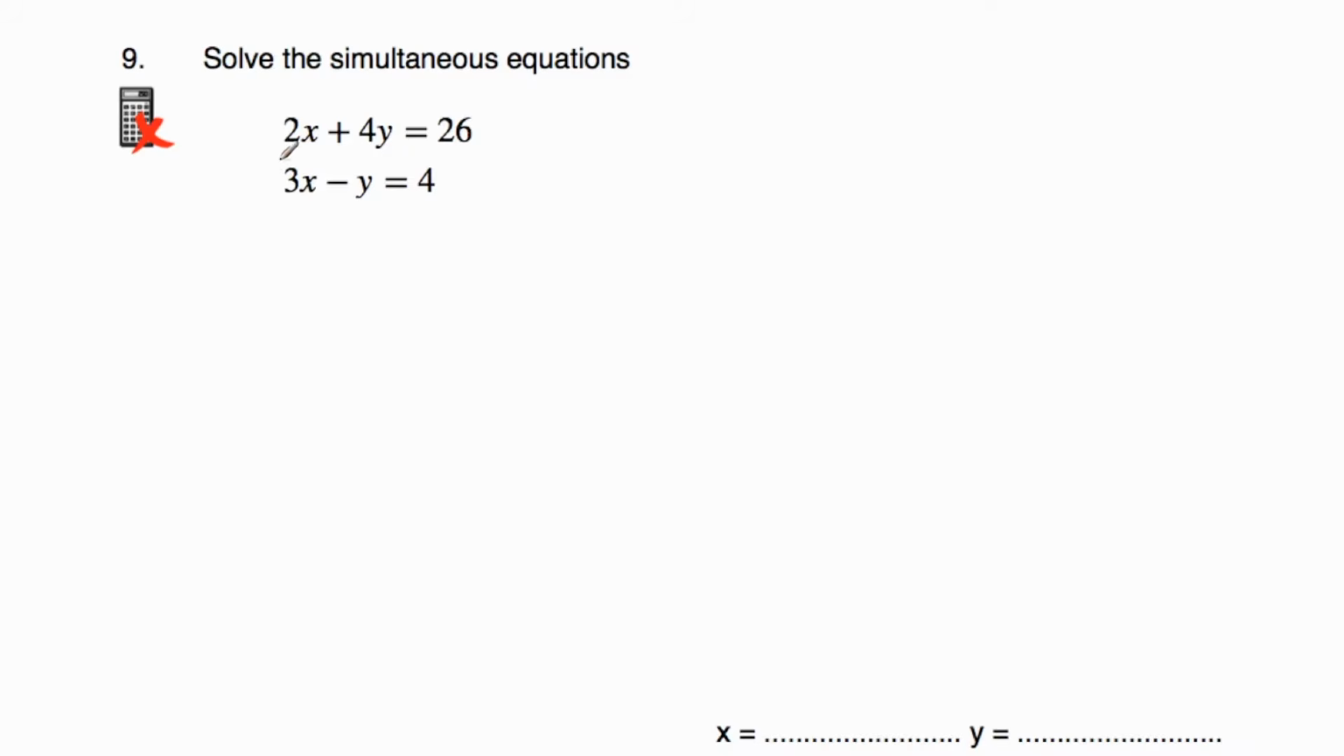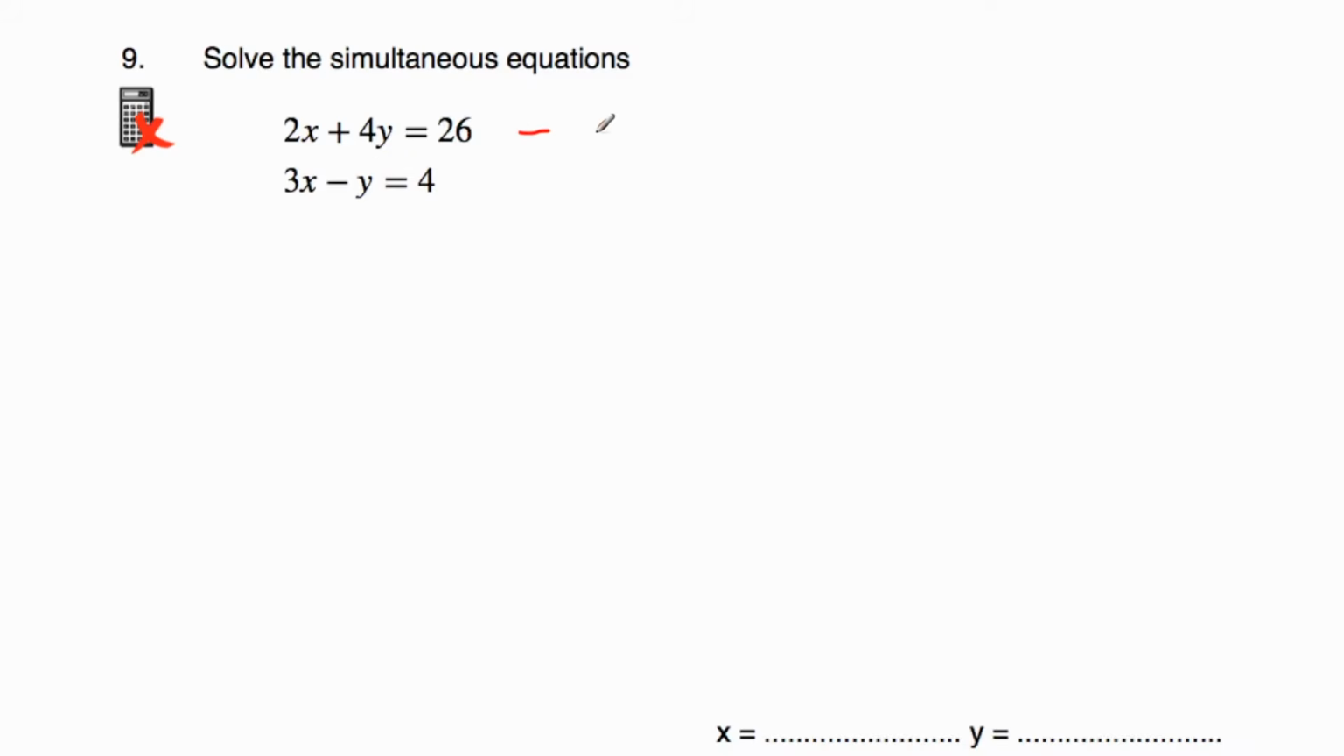Here, if we look at our equations, we've got 2x plus 4y equals 26, and 3x minus y is equal to 4. Now, if we look at our x's, we've got 2x and 3x, so they're not as easy to cancel out. We're going to have to do some sort of multiplication, perhaps, if we wanted to cancel out our x's. And also with our y's, we've got 4y and minus y. They're not the same, or, you know, it's not like 5 and 5 or 5 and minus 5. It's not something we can just get rid of in one step.